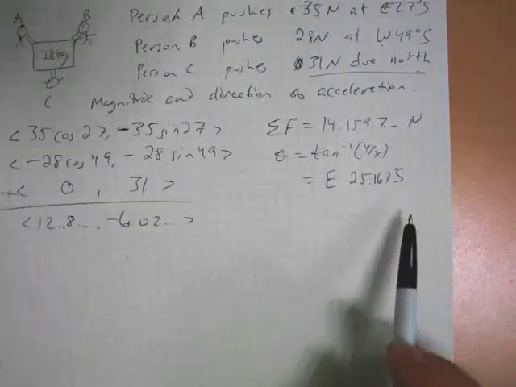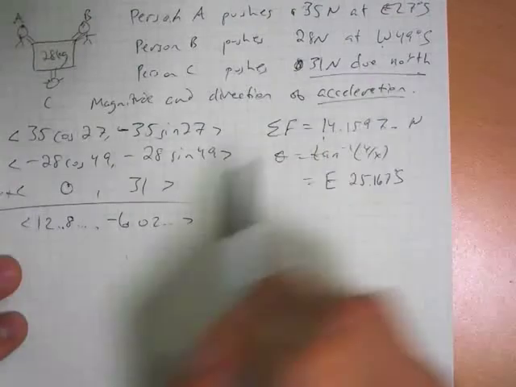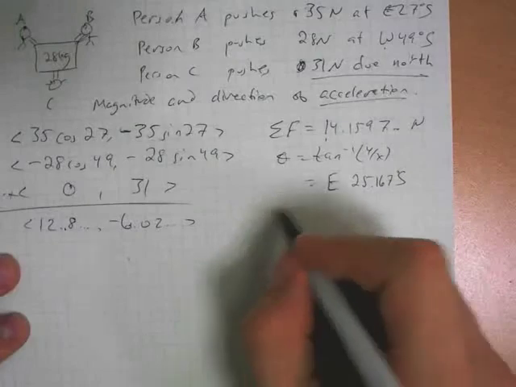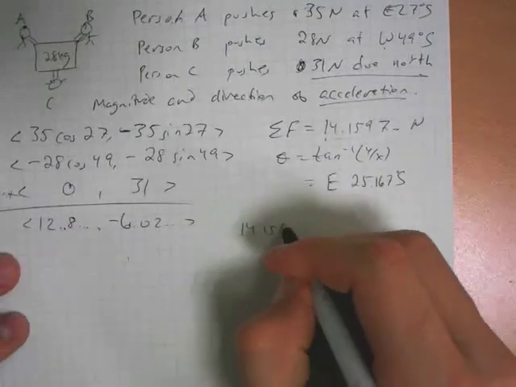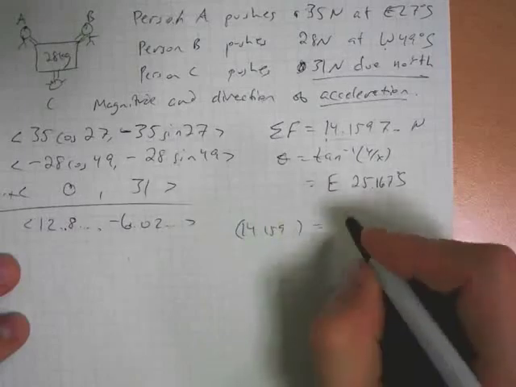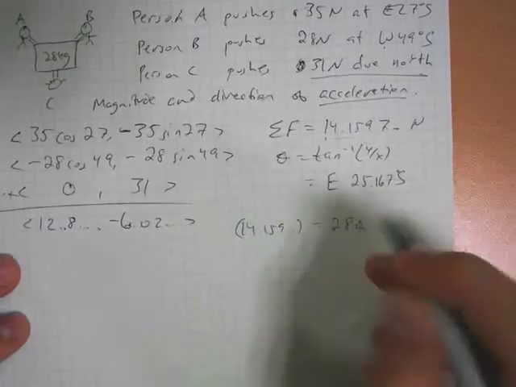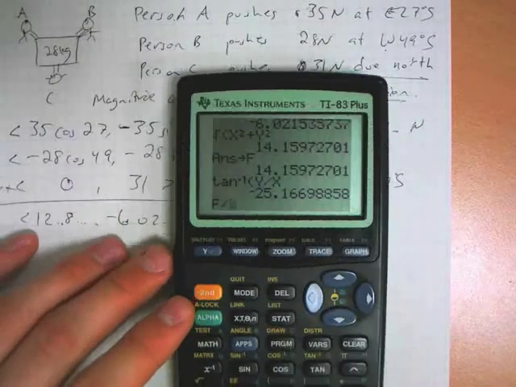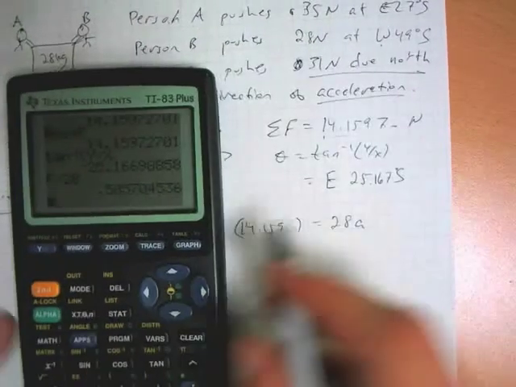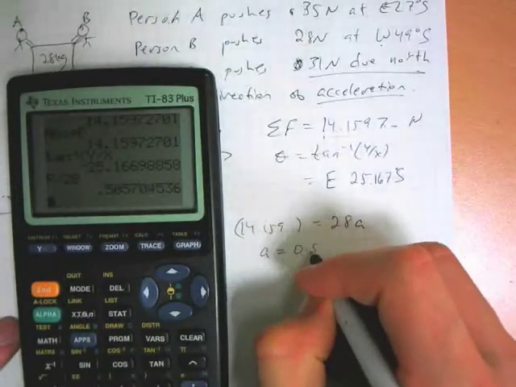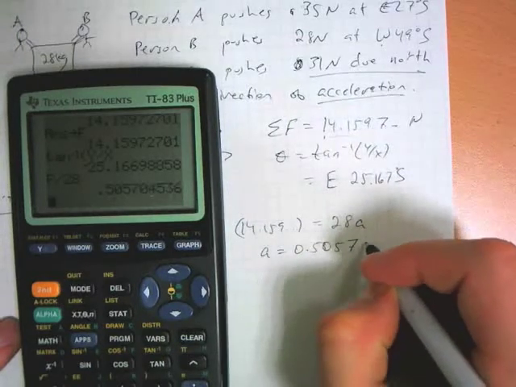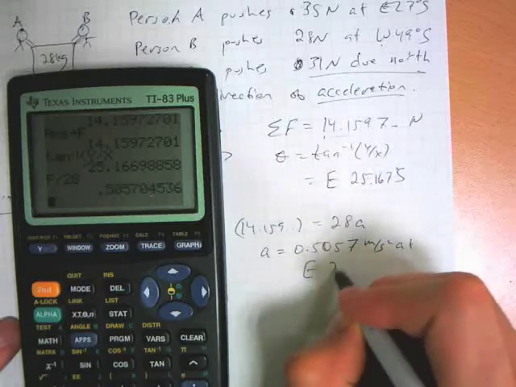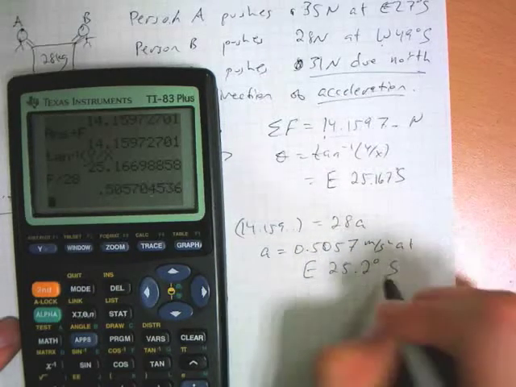So that's the force, but remember, the question is about the acceleration. So we can just plug this in. F equals ma. Our net force is 14.159. That's equal to mass, which is 28 kilograms, times acceleration. So we can just take that force and divide by 28. So we get an acceleration of 0.5057 meters per second squared, and that is at a direction of east by, we'll call it 25.2 degrees south.